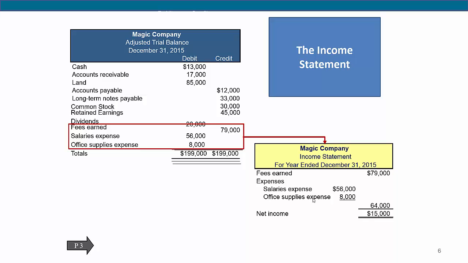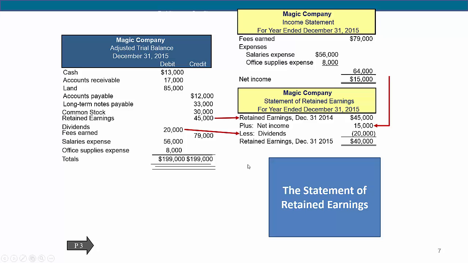First, you prepare the income statement looking at the trial balance and just using the revenue and expense accounts. Second, we prepare the statement of retained earnings. And this statement updates the retained earnings balance from the adjusted trial balance again. Notice the balance of retained earnings in the adjusted trial balance is from the beginning of the period and is 0. You can see also net income flowing into the statement of retained earnings from the income statement, and dividends flowing into the statement of retained earnings from the adjusted trial balance.